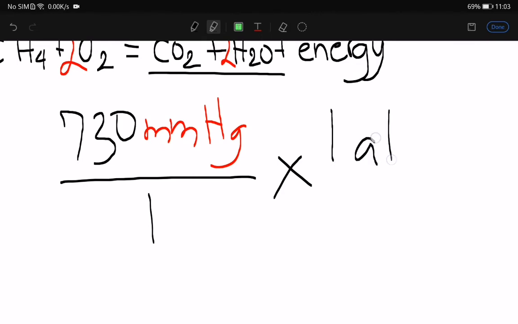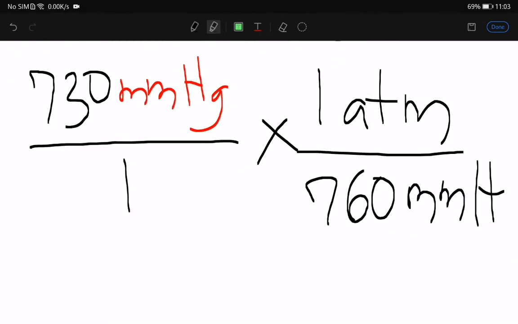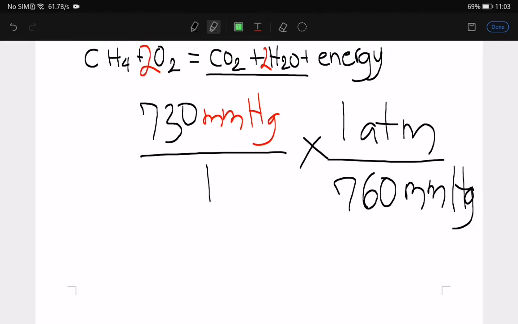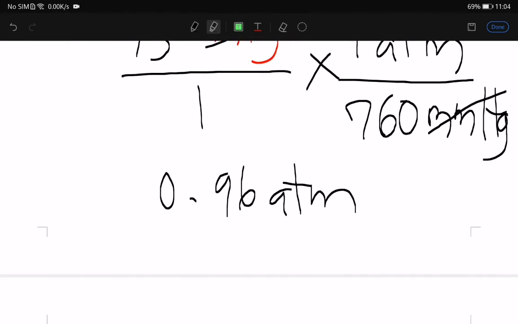For 1 ATM, there are 760 millimeters of mercury. Okay, let's just cancel. Well, 760 divided by 730. Actually, 730 divided by 760. So that's approximately 0.96 ATM. That's the value we'll use. It's just an approximation.